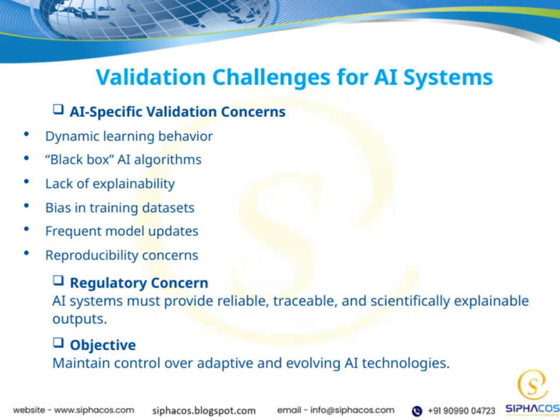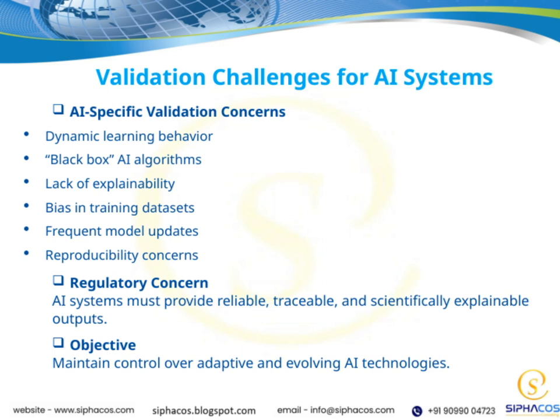Let's take a closer look at some of the validation challenges that come with AI systems. One major concern is their dynamic learning behavior, which means these models can change over time as they learn from new data. This makes validation more complex because the system isn't static. Then, there's the issue of black box algorithms, where even experts can find it difficult to understand how the AI arrives at its decisions. This lack of explainability can be problematic, especially in high-stakes situations.